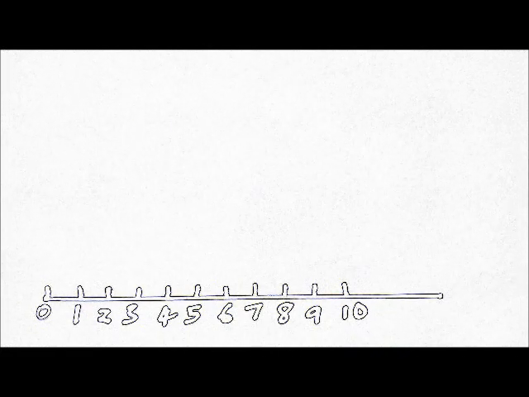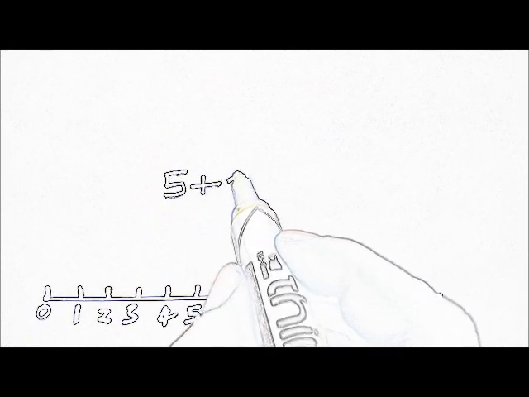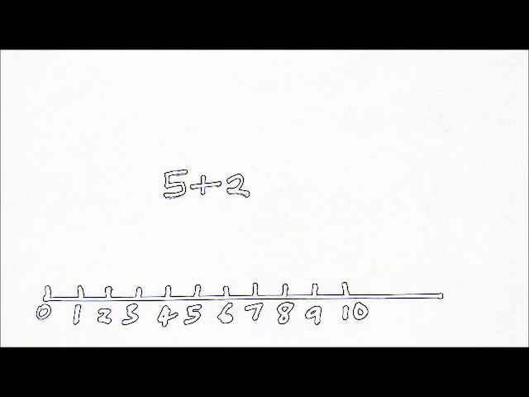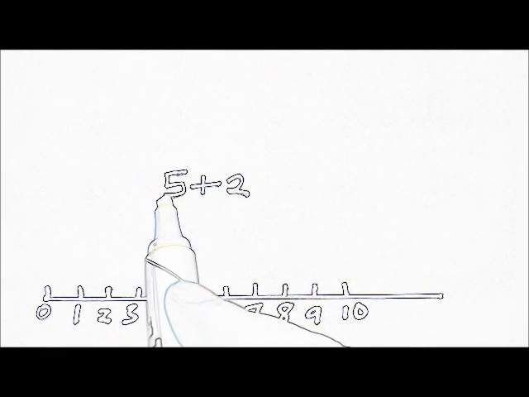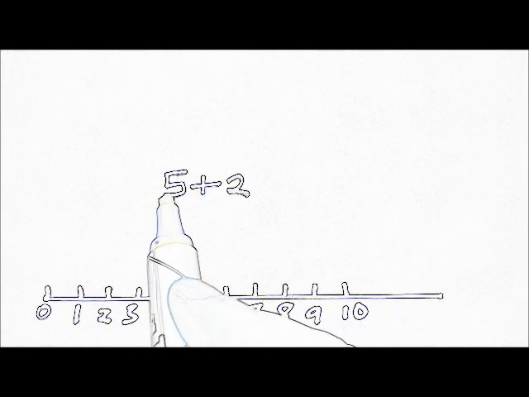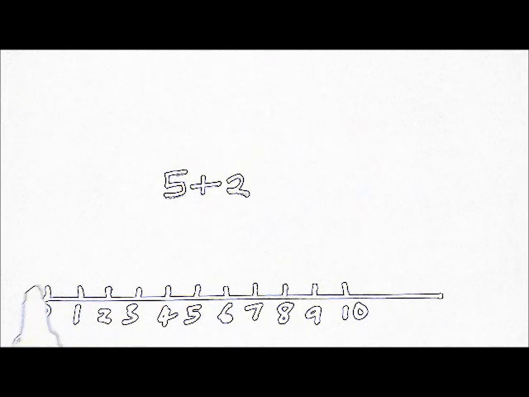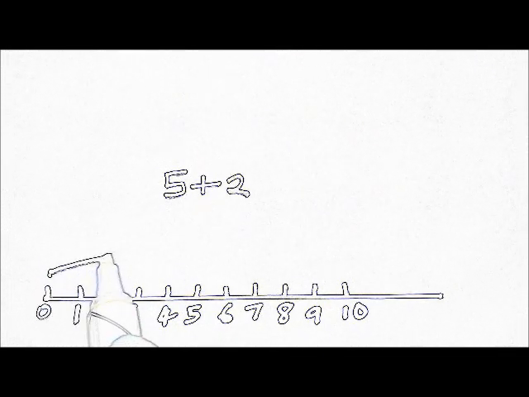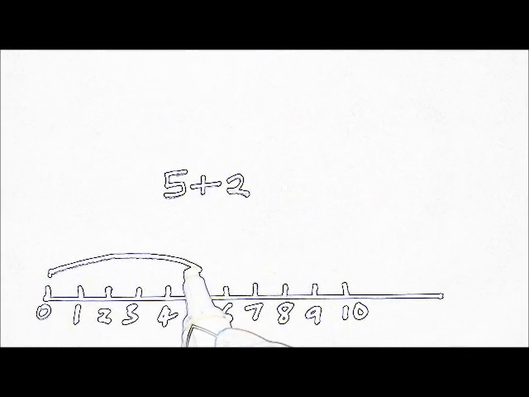Now, suppose we want to add 5 plus 2. How do we do that? Well, we look at the first number 5. We're going to draw a line representing the number 5, and that line has to start from 0. So 0, 1, 2, 3, 4, 5. So the line is going to move from here. We are taking 5 steps, and so we are going to end at 5.